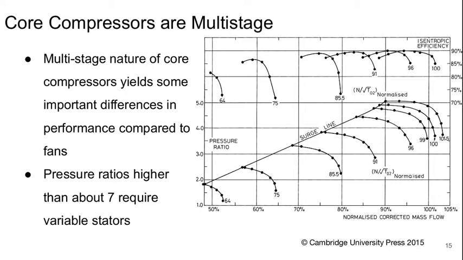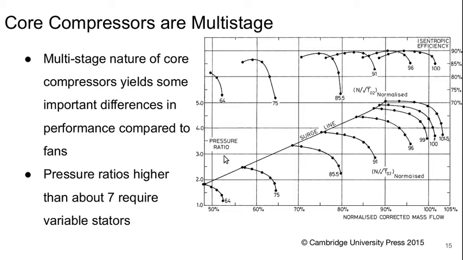Now, if we move on to the core compressors, these are multi-stage machines, which is the big thing that differentiates them from fans. This multi-stage nature yields some important differences in performance compared to the single-stage fan that we were just looking at. First of all, if you need a pressure ratio higher than about 7, it's pretty much impossible to achieve that with fixed geometry blades. You typically need variable stators, which means that you can rotate the stators about their stacking axis to change the inlet and outlet row flow or absolute flow angles. That's needed at least for some stages to get really high pressure ratios.